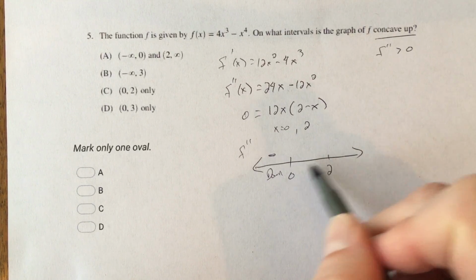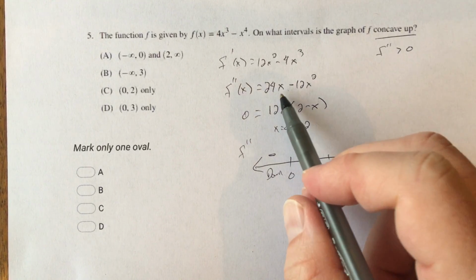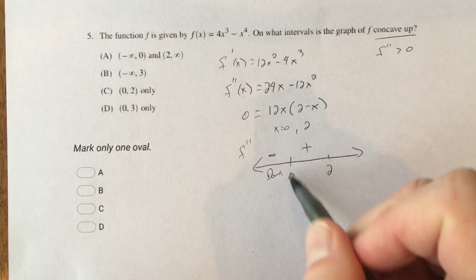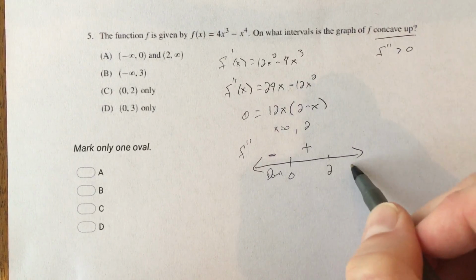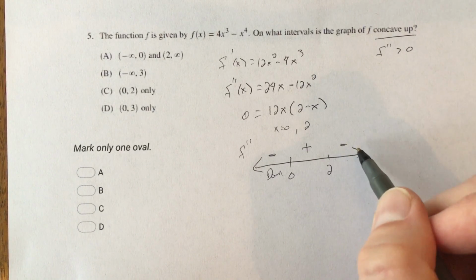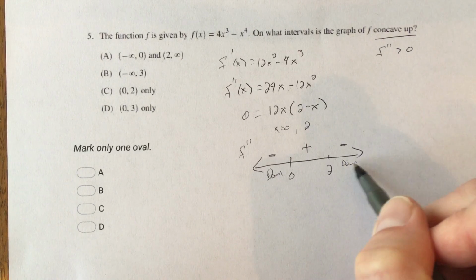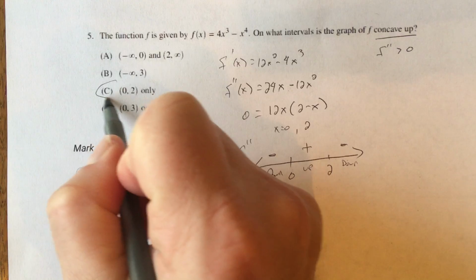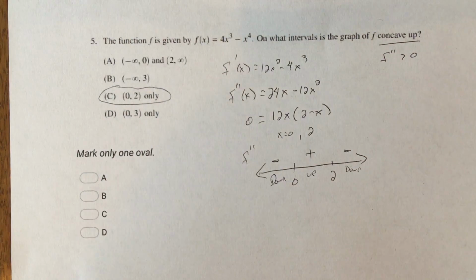If I try something in between, say +1, I'm going to get 24 minus 12, that's a positive, so between 0 and 2 for sure. And if I try something afterwards, I'm going to get a negative, so that's down. So the only place that we're concave up is right between 0 and 2, and that was C. All right, so not too bad on that one.